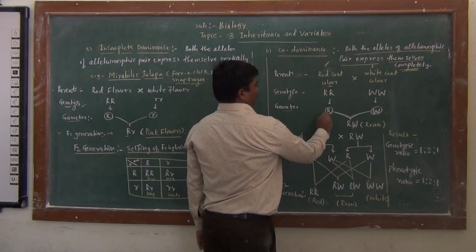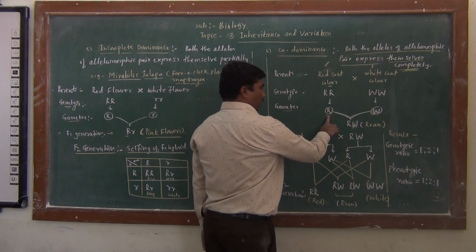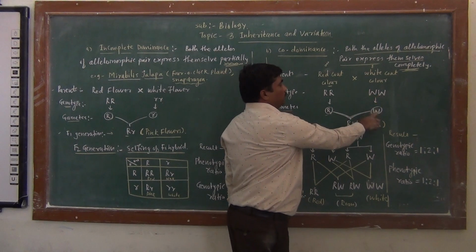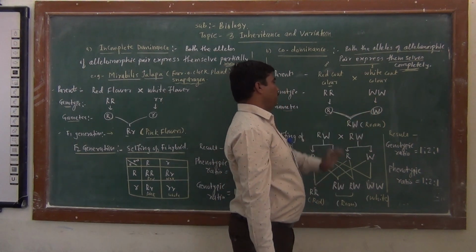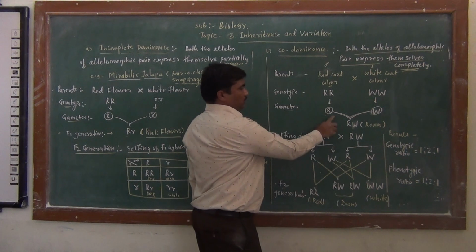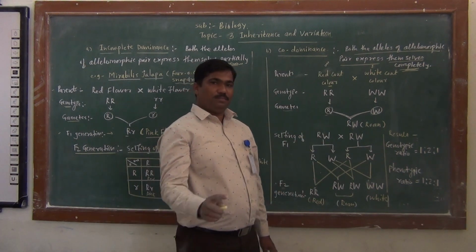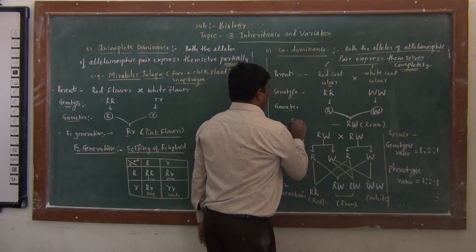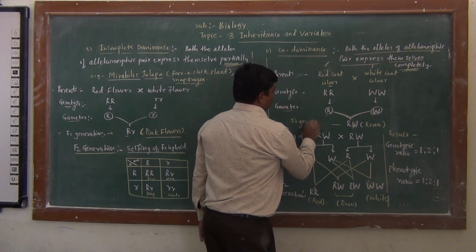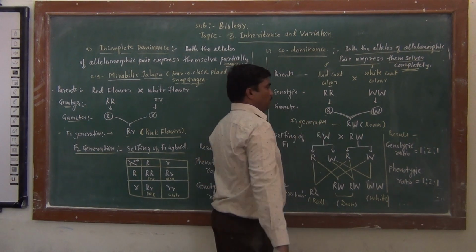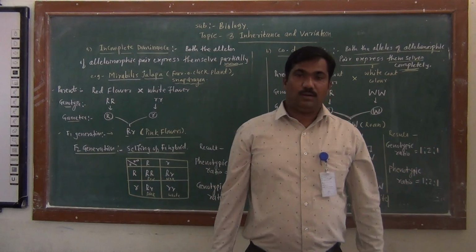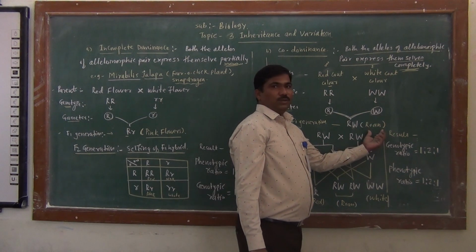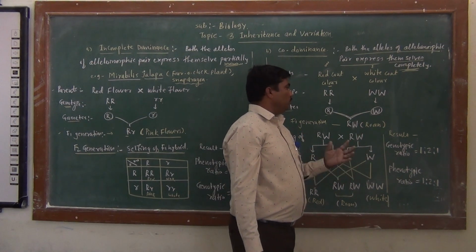Then we get gametes. The sperms all contain only capital R, and the egg contains capital W. When these gametes are fertilized, they fuse together to form the F1 generation. In the F1 generation, we get roan individuals. All individuals are roan. So what is meant by roan?